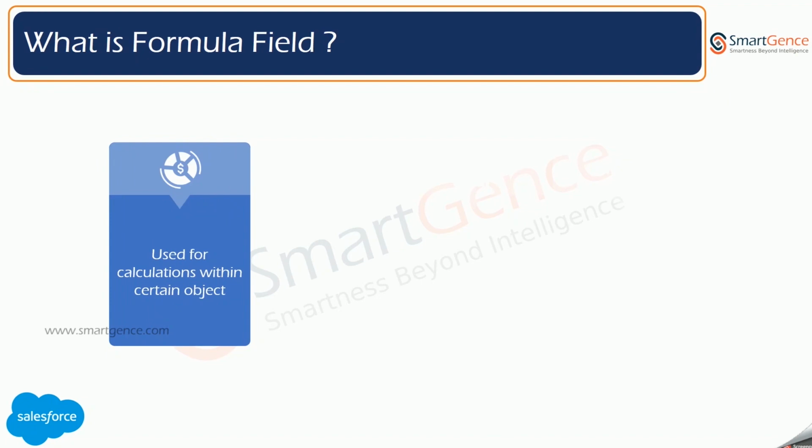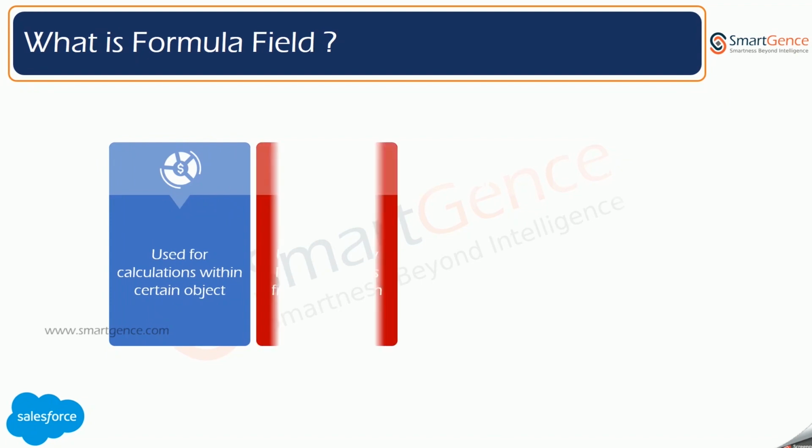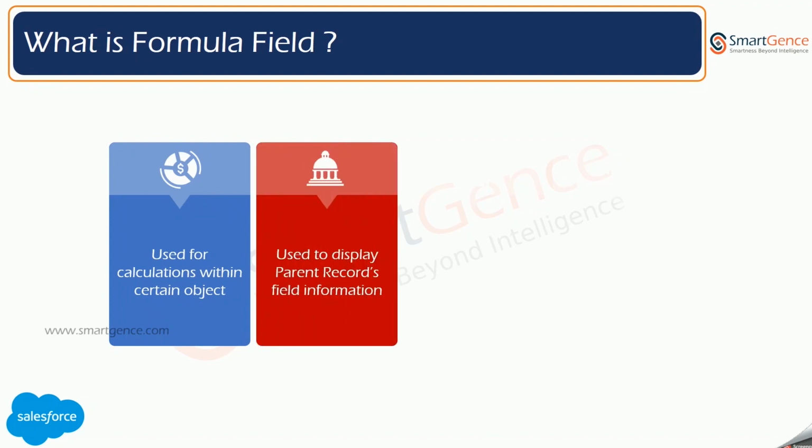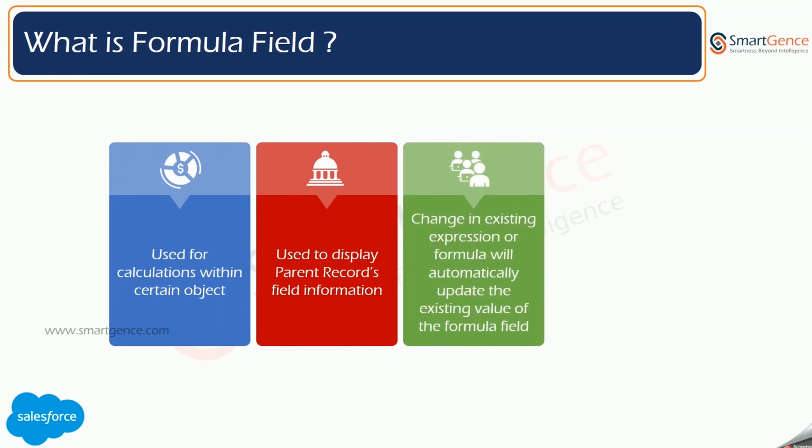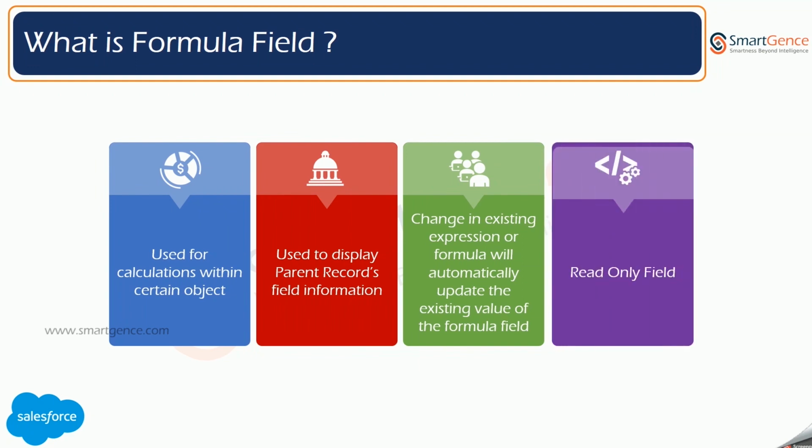The formula field is basically used for calculation within a certain object, and also we can display the parent record's field information. If there is any change in an existing expression or formula, it will automatically update the current value in the formula field. And finally, it will be a read-only field, obviously, since the calculations or references are done using formulas, so the user should not be able to edit it.